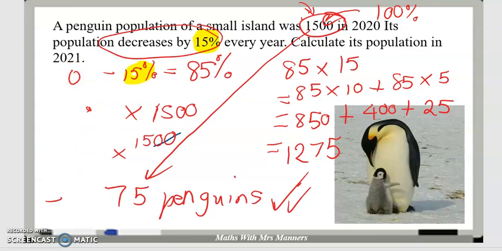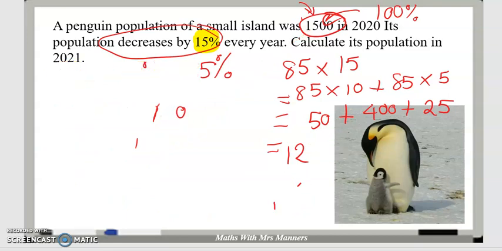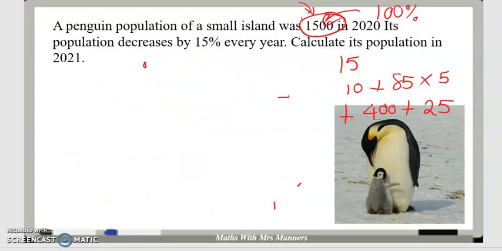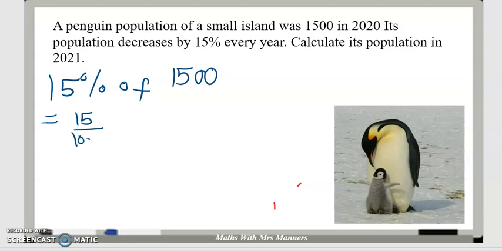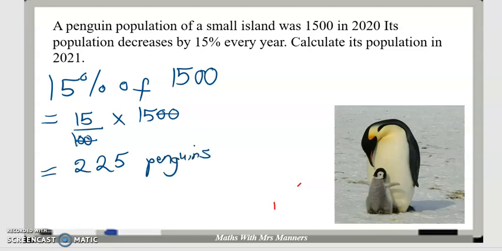What I might do is do this question using the other method for those of you who really need to see it two ways. So let's do it both ways. So if I want to reduce the penguin population by 15%, the first thing I need to do is work out 15% of the penguin population. So that would be 15 on 100 multiplied by 1,500. And so I will cancel those zeros there, and then if you need to, you can calculate 15 times 15, which is 225. So it turns out the penguin population will go down by 225 penguins.